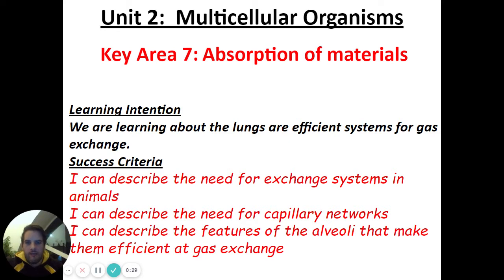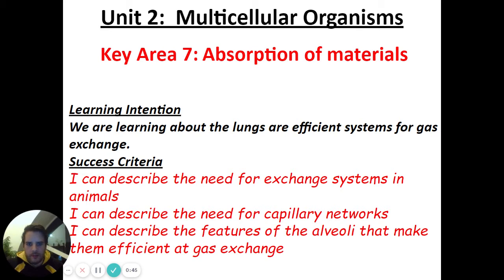Okay, so this carries on what we've just been learning about the transport and animal systems. So we've learned about how blood moves around the body, and now we're going to learn about how it gets some of the substances which it carries. So in this first part, we're going to look at the lungs.